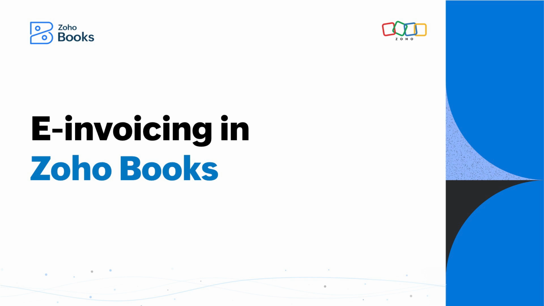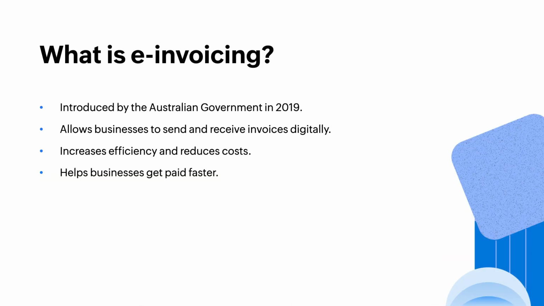Today we will be taking a look at the e-invoicing feature in Zoho Books. So, what exactly is e-invoicing? In 2019, the Government of Australia introduced e-invoicing, a method by which a business can send and receive transactions in a digital format. E-invoicing increases efficiency, reduces cost, and enables you to get paid faster.